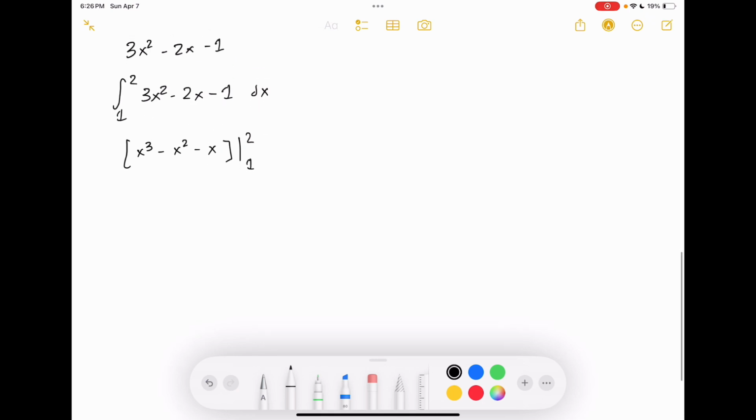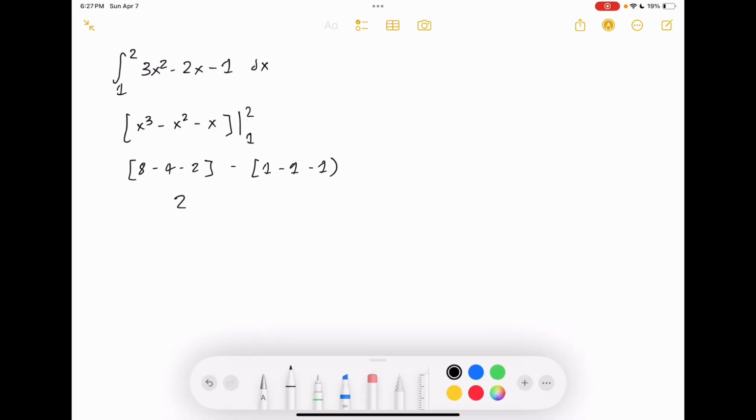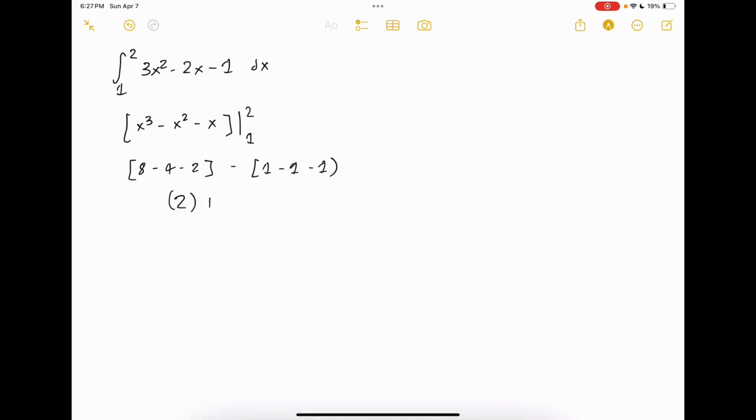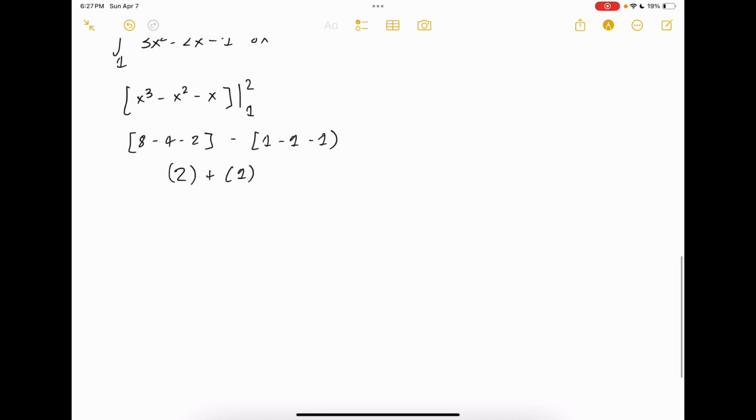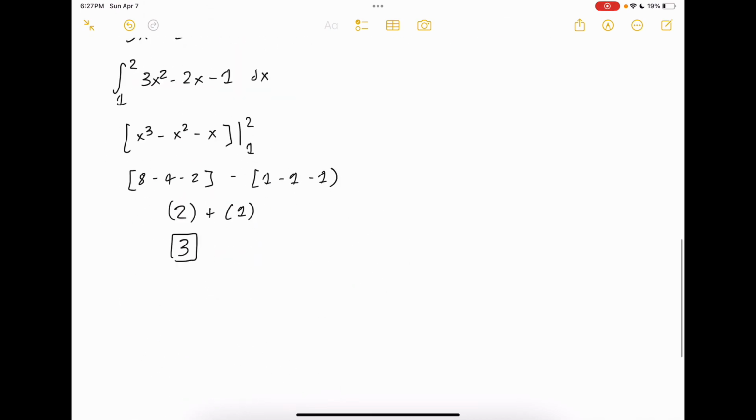Now, plugging these in. First thing is going to be 8 minus 4 minus 2, minus 1 minus 1 minus 1. So that's just going to be 2 for the first part, minus negative 1, so 2 plus 1, and that's just going to equal 3. Awesome. So this seeming mess at the top ends up just being 3.